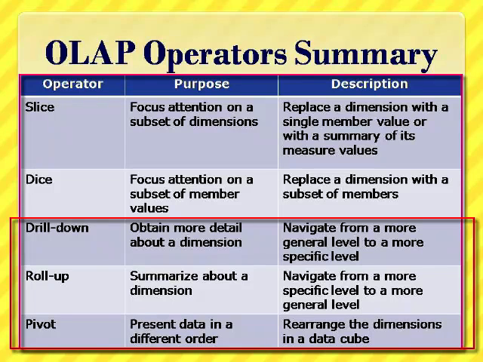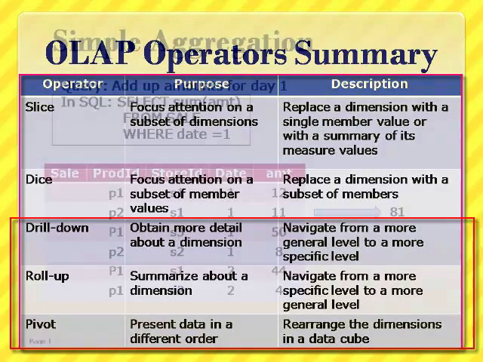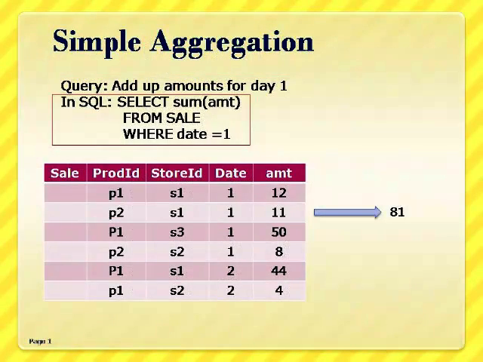As I mentioned earlier, the power of OLAP is to aggregate the information. For example, suppose I would like to know the total sales on a particular day. We can easily write, when the data is represented in the tabular form, that is, in the form of a two-dimensional table, select sum amount from sale table where date is equal to 1. So basically it computes the total sum of all these amount column values and then returns a single value.